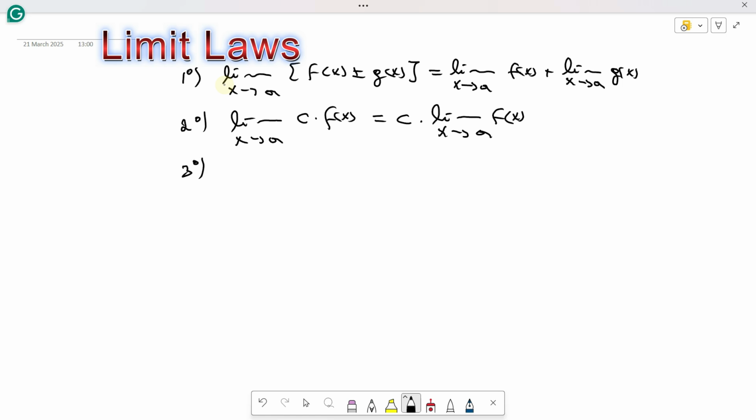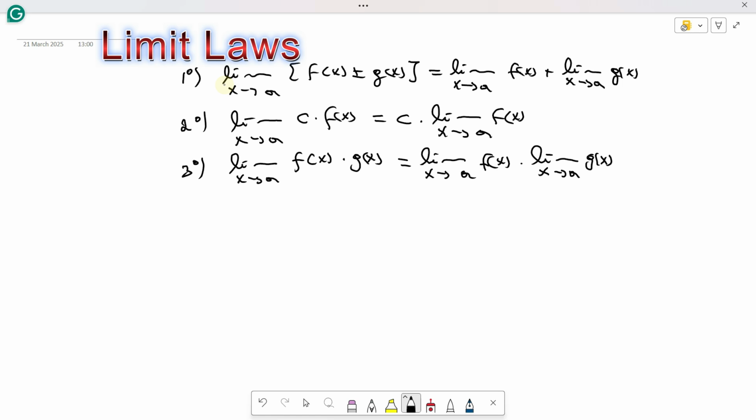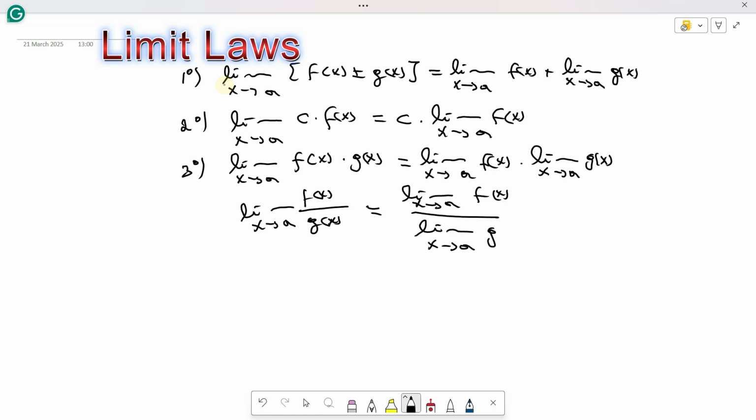And third, it's the limit of the product and the limit of the quotient, of course. So to calculate the limit when x tends to a of a product of two functions, f of x times g of x, this is equal to the product of limits: the limit when x tends to a of f of x times the limit when x tends to a of g of x. And this can apply also to a quotient. If we have f of x over g of x, the limit when x tends to a is the same as the limit when x tends to a of f of x over the limit when x tends to a of g of x.